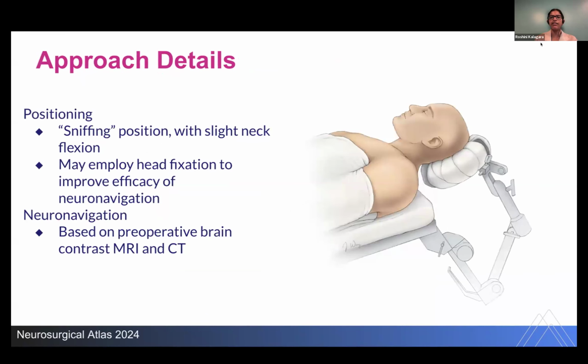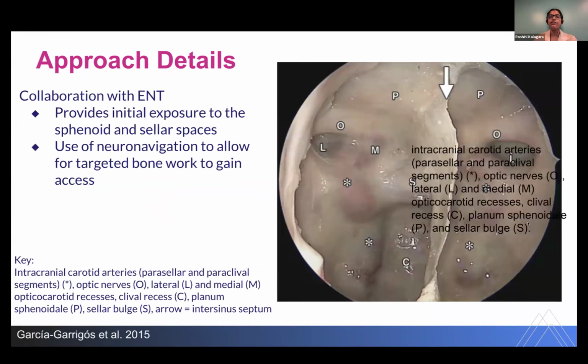Looking into the specific approach details here, we initially placed the patient in a sniffing position with slight neck flexion, and we can employ head fixation to improve the efficacy of any neuronavigation, which is going to be based on preoperative brain contrast MRI and CT imaging. So the initial approach and exposure was provided with ENT to the sphenoid and sellar spaces, and they also utilized this navigation to allow for targeted bone work to go ahead and gain access.